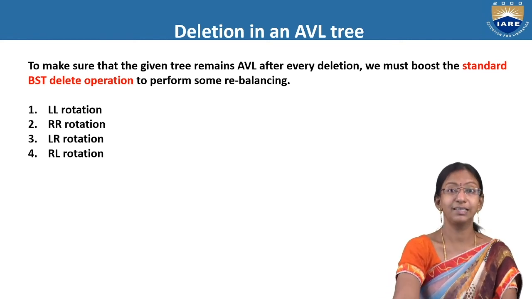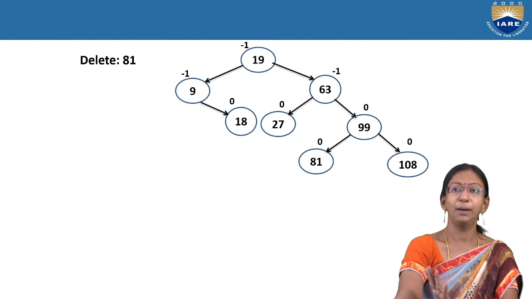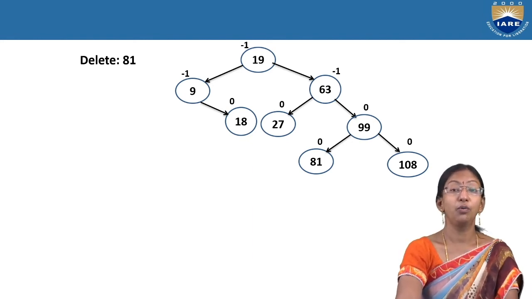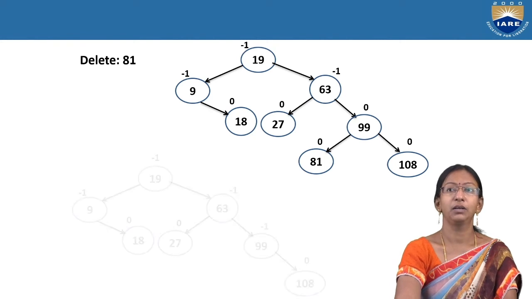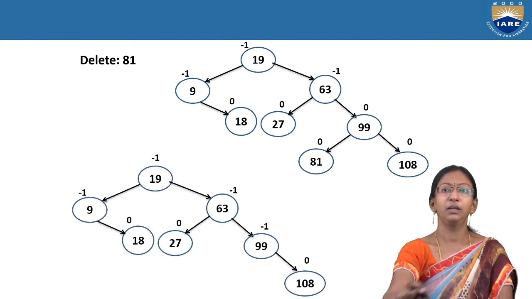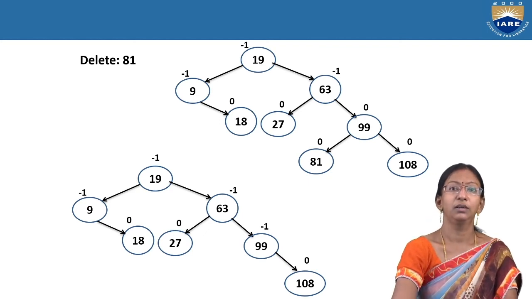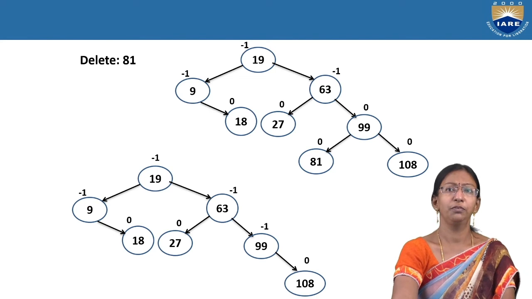Okay, so let's see an example for the same. For example, this is the scenario we have seen just now. So what if I delete 81? If I delete 81, no problem. Have a look at the balance factors after removing 81. Okay, so no problem. Fine.